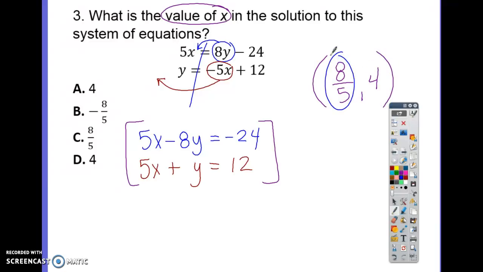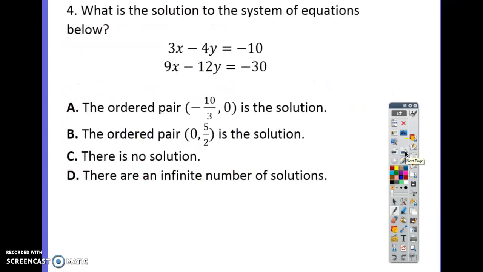So they only want the 8 over 5. Okay, that was pretty simple. I want you to do the same thing with problem number 4. Okay, this is ready for matrix, so go ahead and put this in matrix, and let's see what you get.